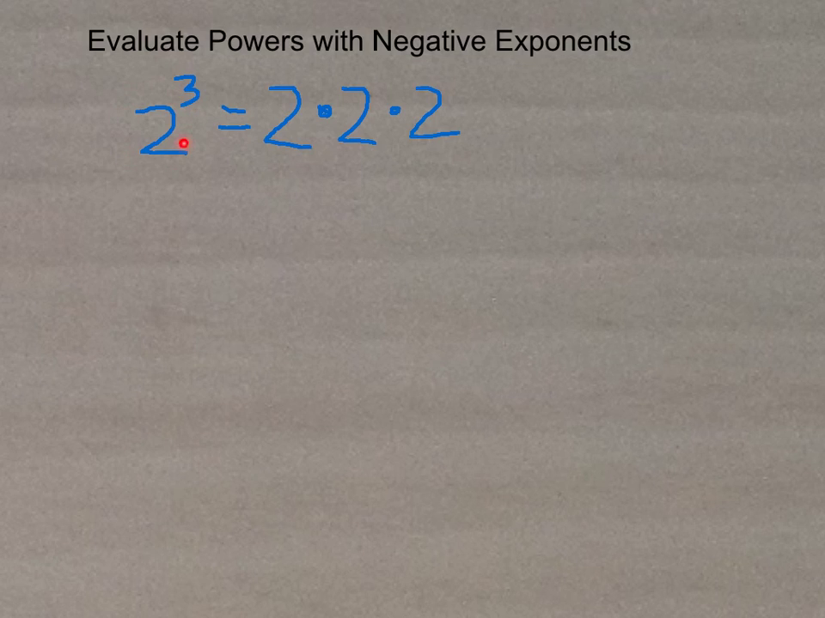The number here, which is called the base, tells us what number we're going to repeatedly multiply, and the number up here, called the exponent, tells us how many times to do it, in this case 3. Therefore, 2 to the third power is equal to 2 times 2 times 2, which is equal to 8. This makes perfect sense, and it's a nice shorthand of the power notation when we're dealing with positive powers.